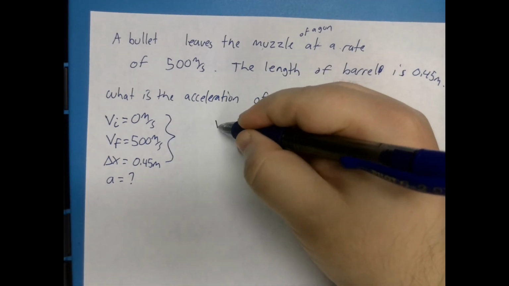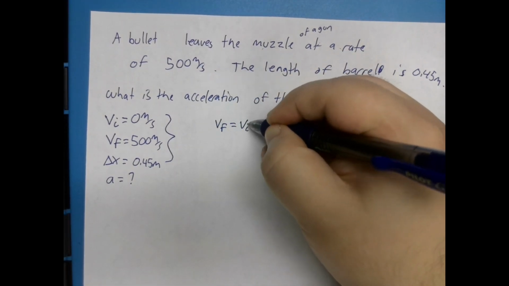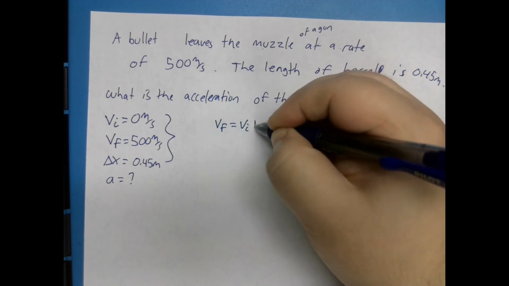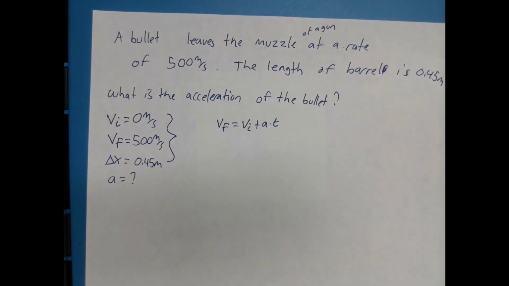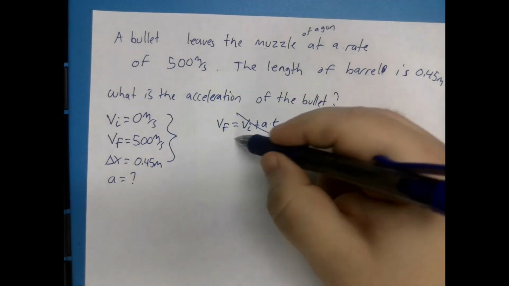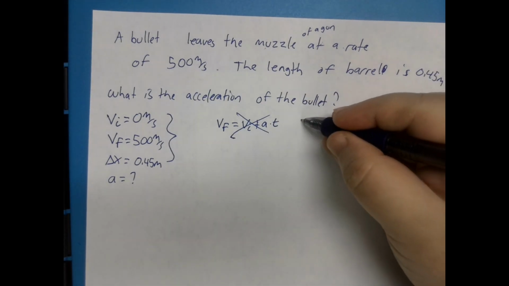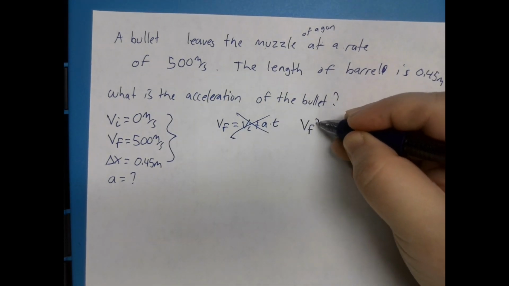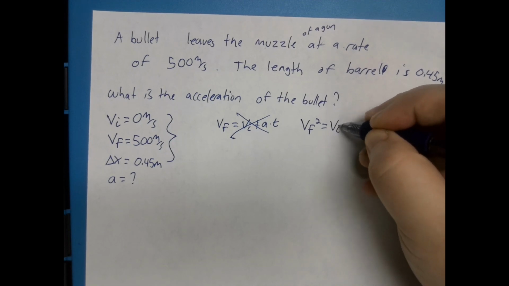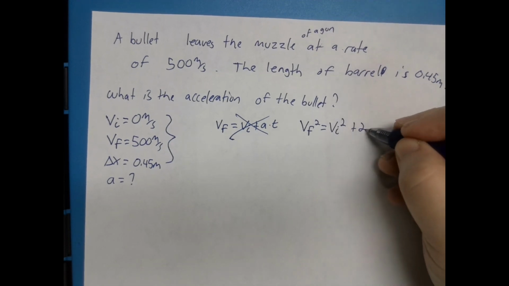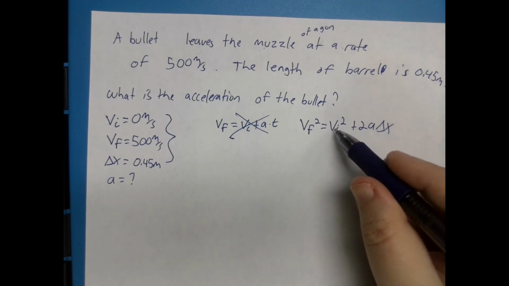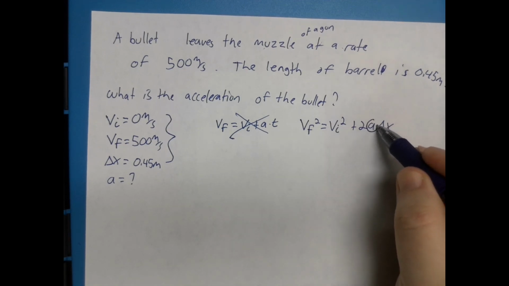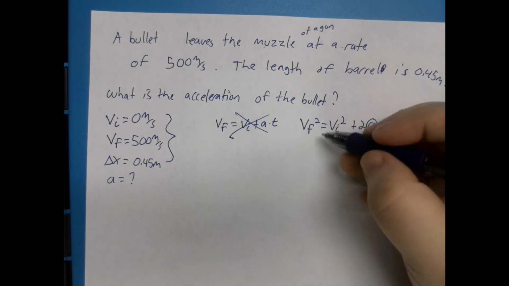So Vf is equal to Vi plus A times T. We don't know anything about time, so we can't use that one. So we can't use this equation. If you look at the last equation, Vf squared is equal to Vi squared plus 2A delta x. We know delta x, we know Vi, we know Vf, we don't know A. So we can use this equation.